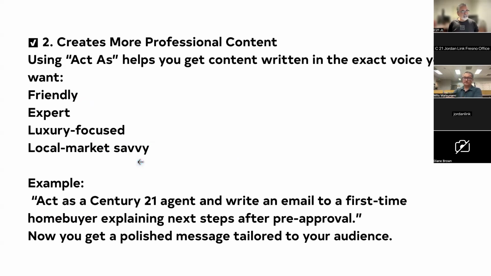So if you look at the example, it says act as a Century 21 agent and write an email to a first-time home buyer explaining next steps after pre-approval. Now you get a polished message tailored to your audience. So that's where that is. Act as a Century 21 agent and write an email to your first-time home buyers explaining the next step after a pre-approval. It'll create it for you. But it said act as a Century 21 agent, so your content will come out Century 21 and real estate relevant content.